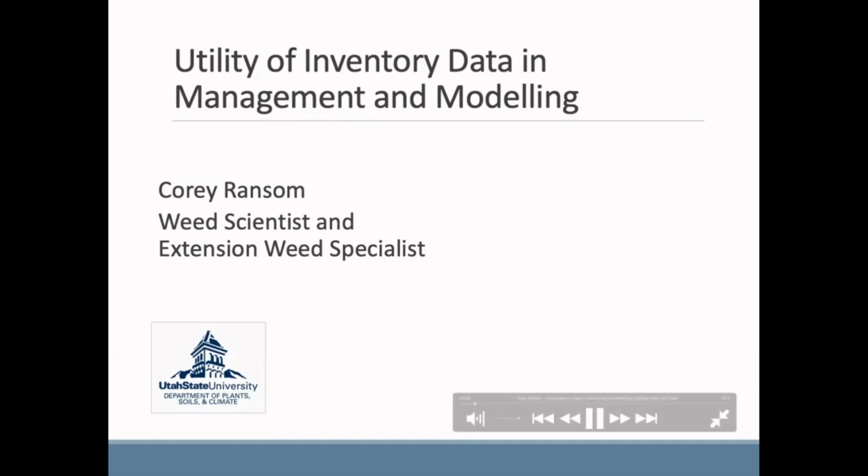I've been invited to be part of the panel today not because I've done extensive modeling, but because I've tried to utilize modeling in helping inform land managers in making good land management decisions.